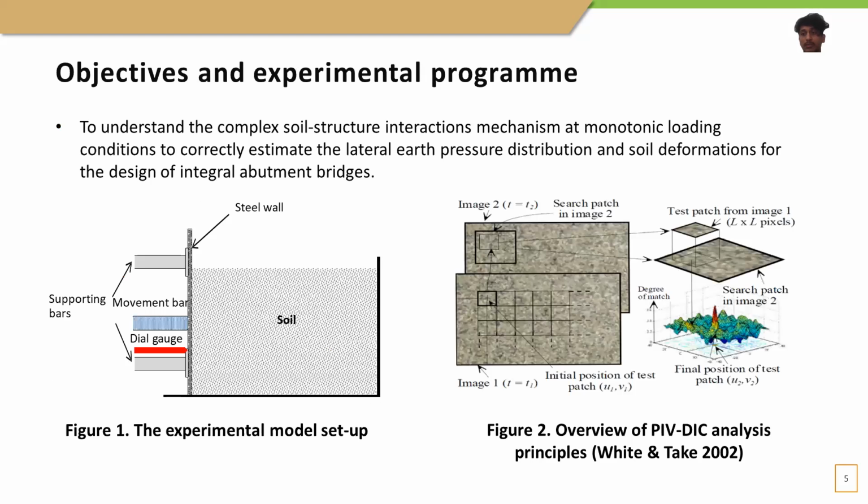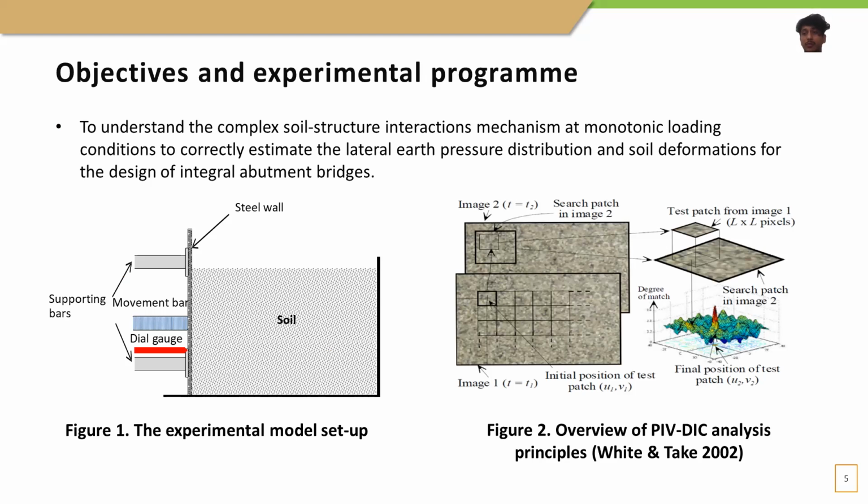small scale tank with the help of the PIV technique. As you can see in the figure, the small tank consists of a steel wall, which can move inward and outward from the retained soil. The front side of the tank is transparent to capture images during the experiment, and the supporting bars are used to move the steel wall towards and away from the soil.